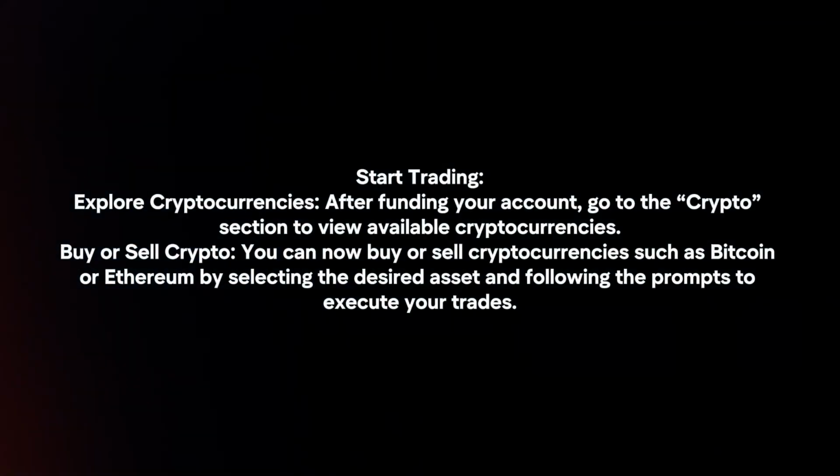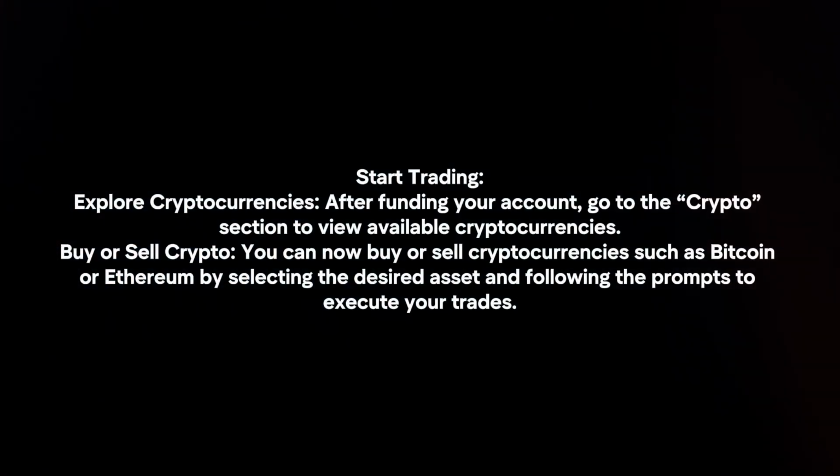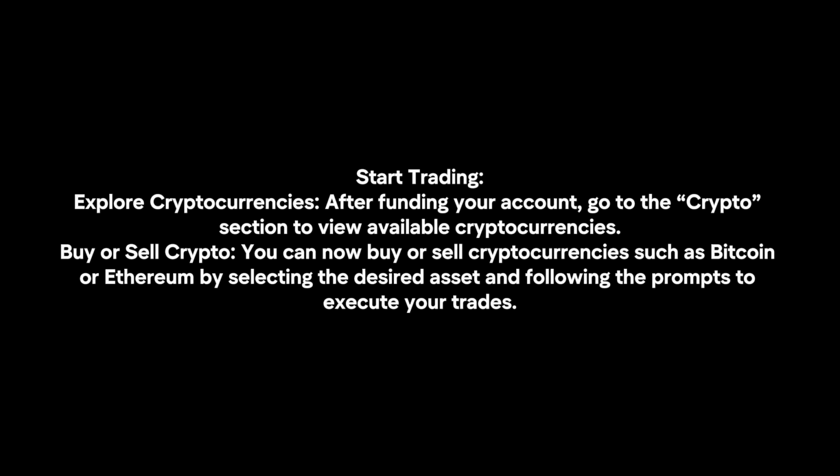Start trading. Explore cryptocurrencies. After funding your account, go to the crypto section to view available cryptocurrencies. Buy or sell crypto. You can now buy or sell cryptocurrencies such as Bitcoin or Ethereum by selecting the desired asset and following the prompts to execute your trades.